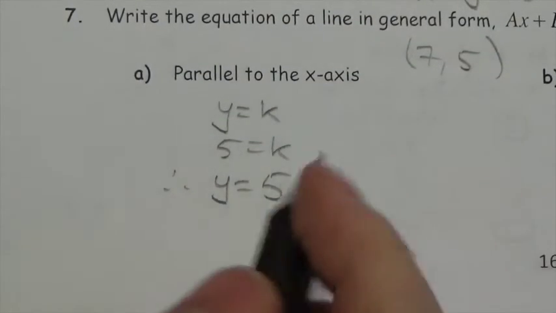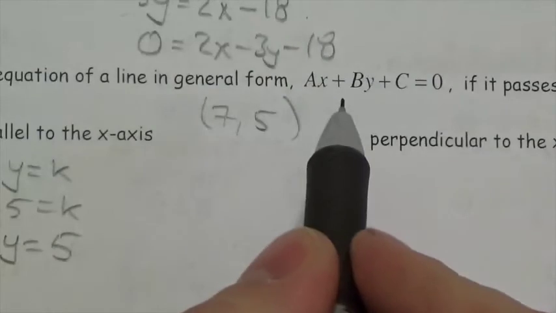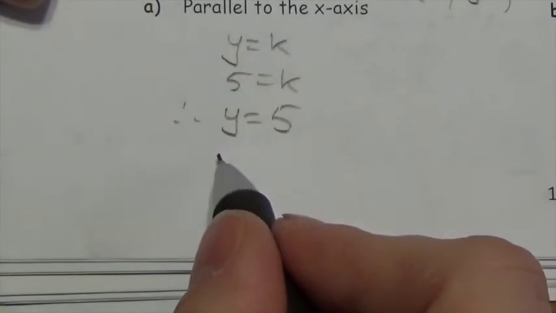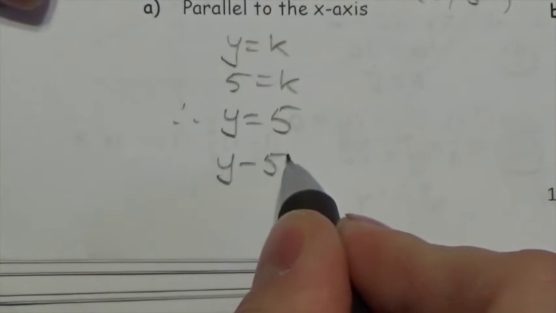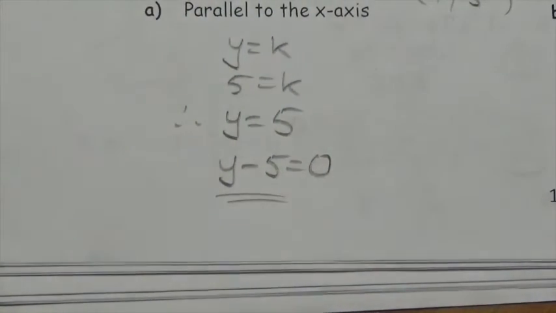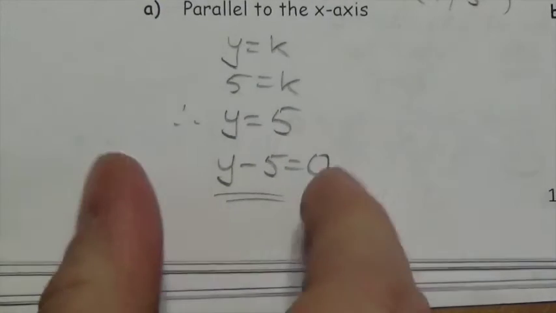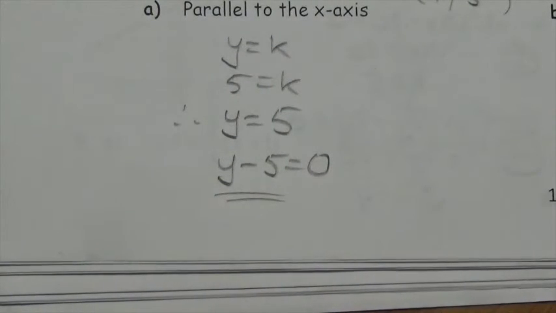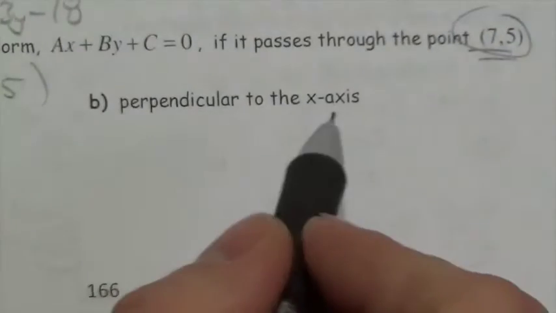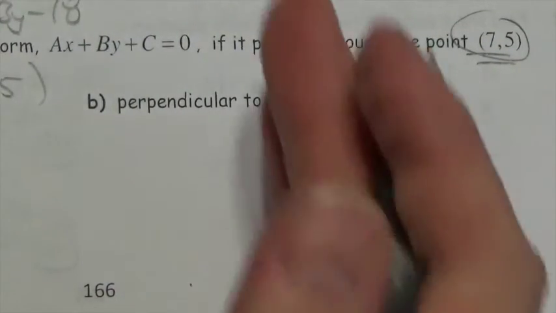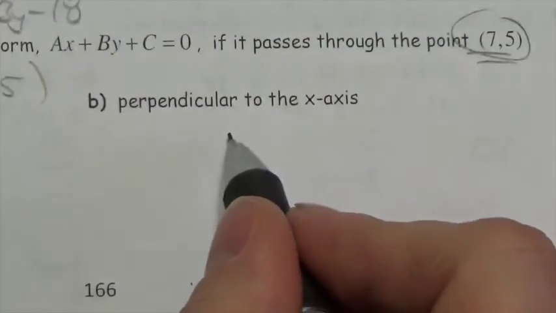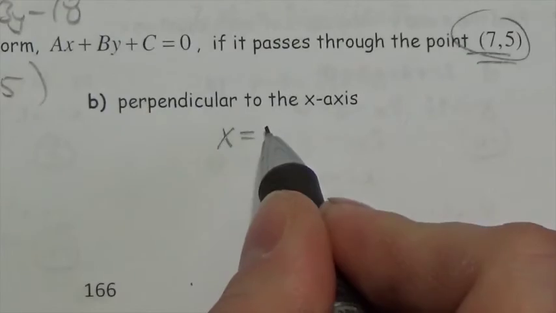We've seen this before. Now, to put this into general form, I want everything over on one side equal to 0. So what I would do here is make this y minus 5 is equal to 0. That's the equation now of a horizontal line in general form. Now, next question, perpendicular to the x-axis. Well, perpendicular to the x-axis is a vertical line. We know that a vertical line is going to have the equation x is equal to k.